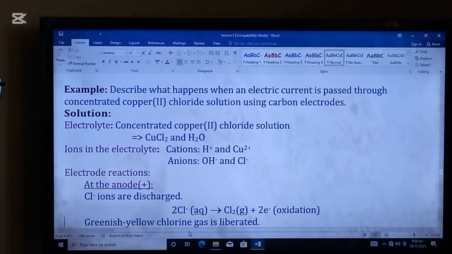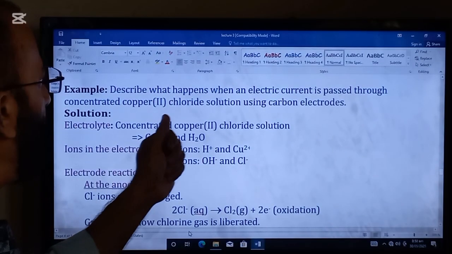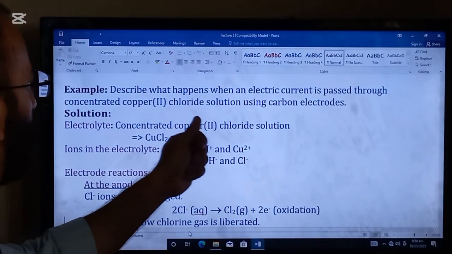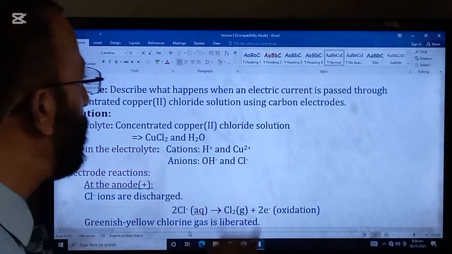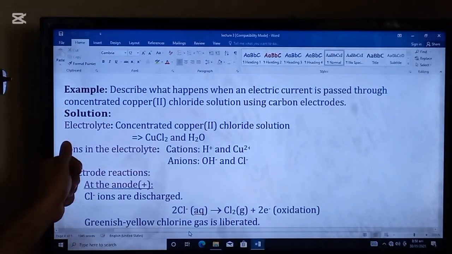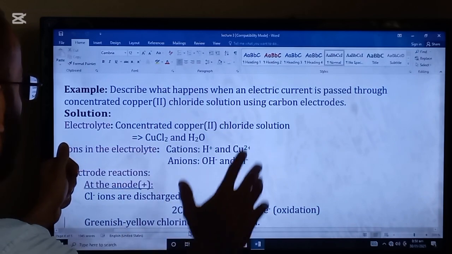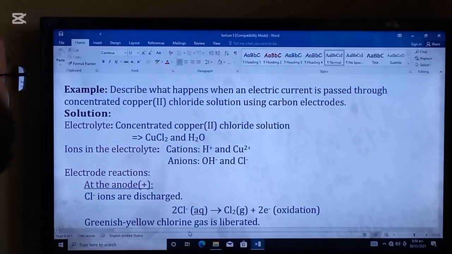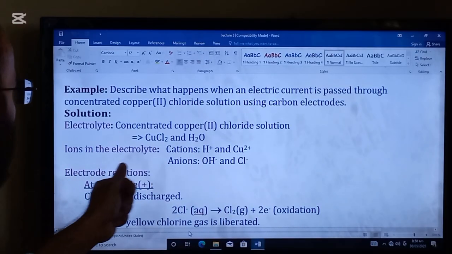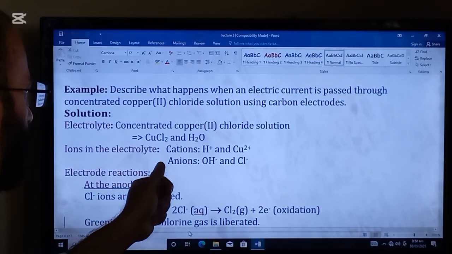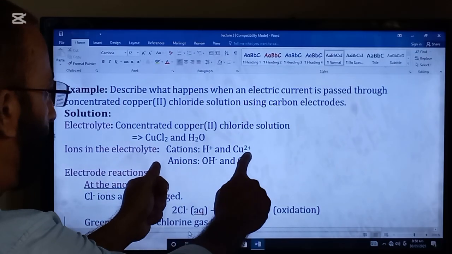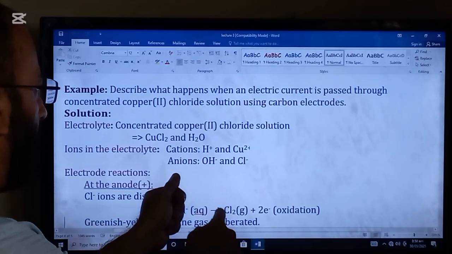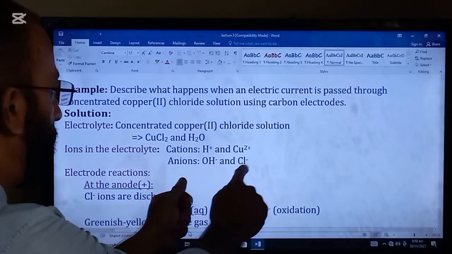Here is another example. Describe what happens when an electric current is passed through concentrated copper chloride solution using carbon electrodes. The electrolytes present in this example are copper chloride and water. Ions in the electrolyte: cations are H+ and Cu2+. Anions present in this example are OH- and Cl-.